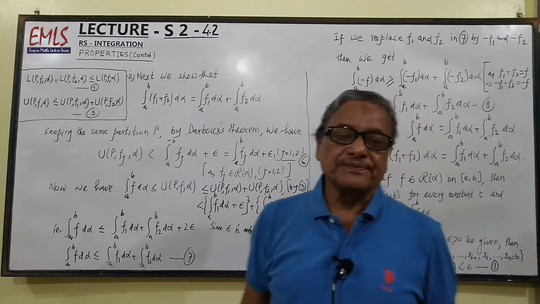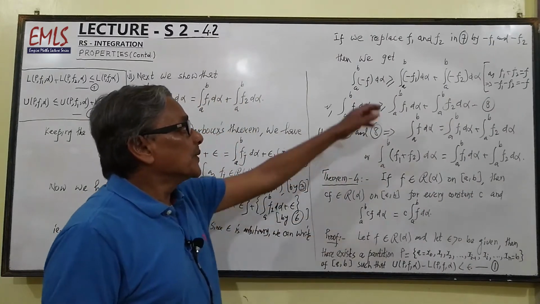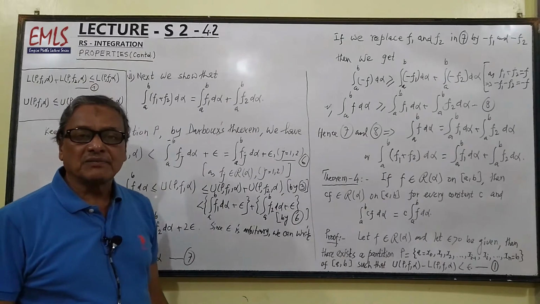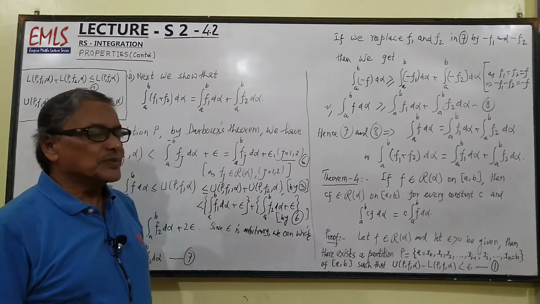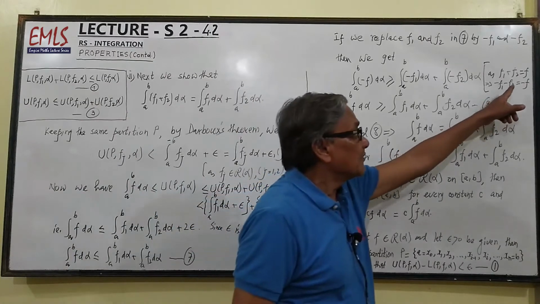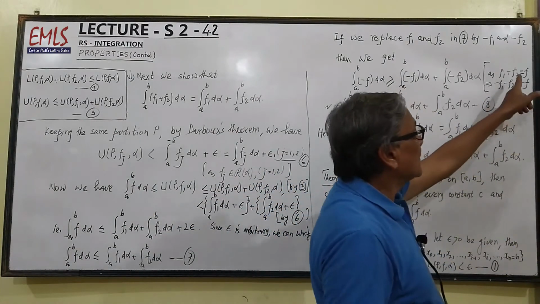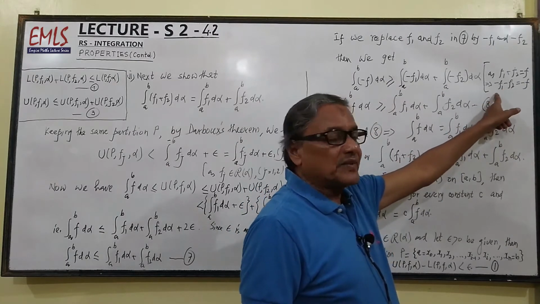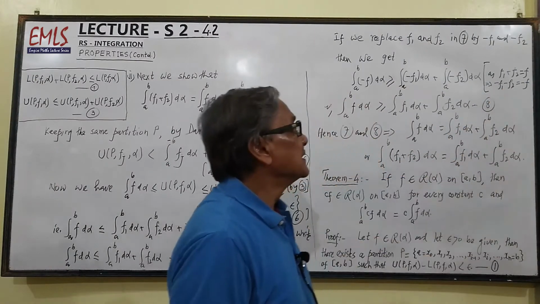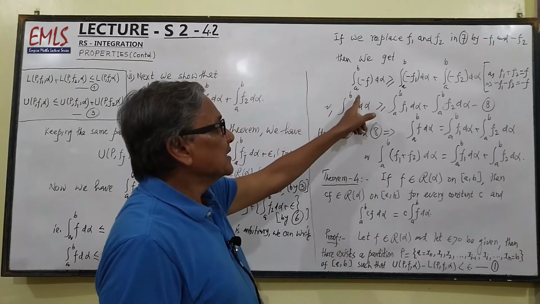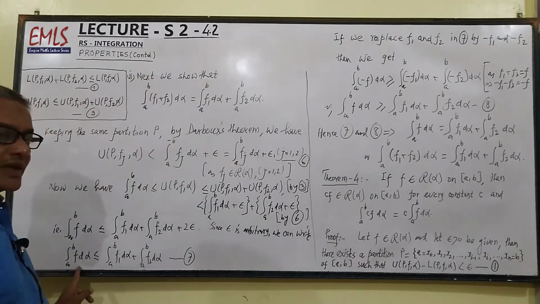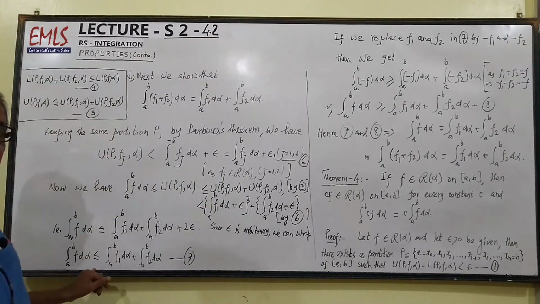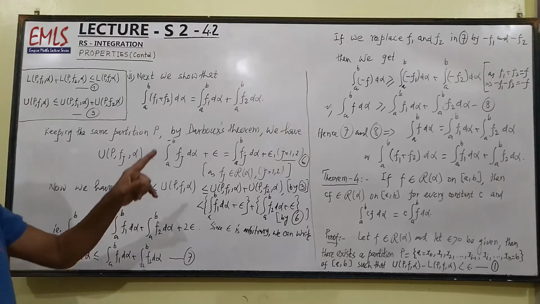So this is point number 7. If you replace f1 and f2 in 7 by minus f1 and minus f2, because we have already supposed that f is equal to f1 plus f2, so if you replace f1 and f2 by minus f1 and minus f2, it will be minus f. So we get the integral from a to b of minus f d alpha. And now this inequality will be reversed. If this is less than or equal to, now it will be greater than or equal to.